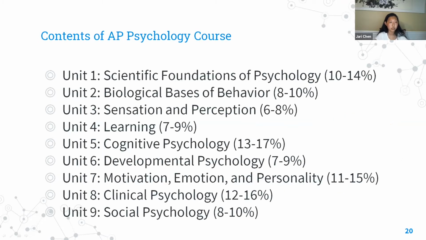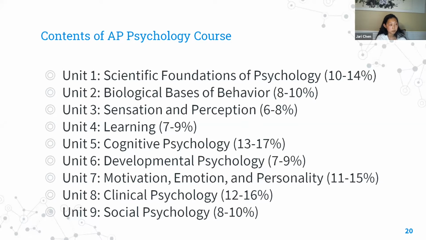So here are all the contents of the AP Psychology course. The percentages on the side are how much they are tested for during the AP exam, but in general, Unit 1 is Scientific Foundations of Psychology. Unit 2 is Biological Basis of Behavior. Then it's Sensation and Perception, Learning, Cognitive Psychology, Developmental Psychology, Motivation, Emotion, and Personality, Clinical Psychology, and finally Social Psychology. So all of these 9 units will be learned during your course, and you can see, again, the percentages on the side.